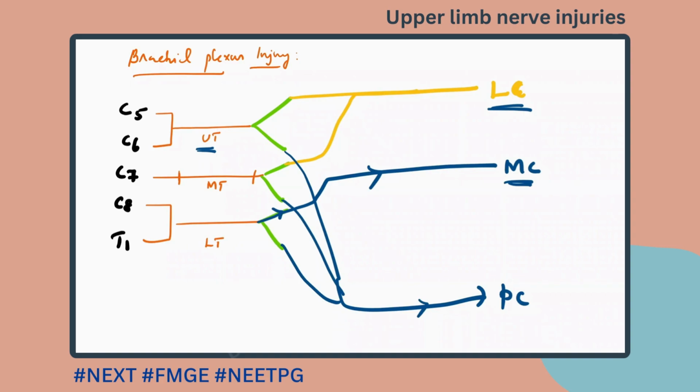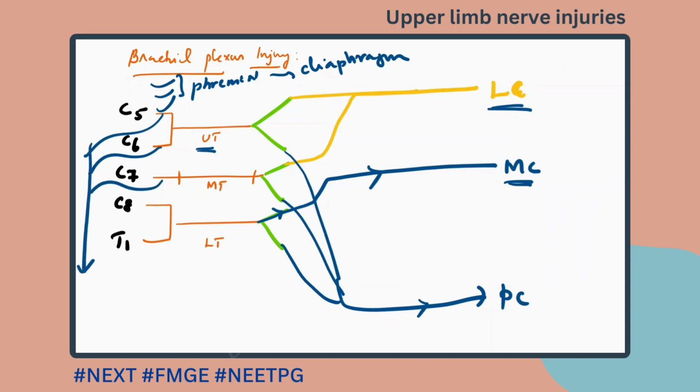Now there are a number of branches which arise from this plexus. We'll see the main branches. From C3, C4 and C5 a nerve forms, and that nerve is called the phrenic nerve. This phrenic nerve supplies the diaphragm. Then from C5, C6 and C7 they form a nerve called the long thoracic nerve, which is also called the nerve of Bell. It supplies a muscle called serratus anterior.